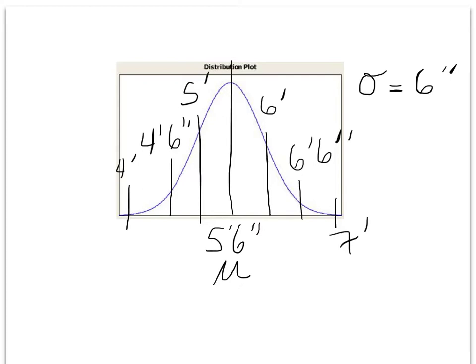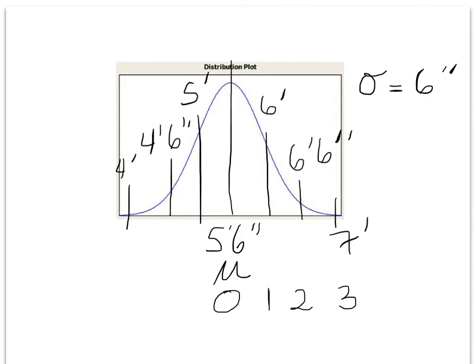Another way to look at where a data point falls is the z-score, and all a z-score is, is the number of standard deviations away from the mean. So we can label each of these sections with the following z-scores. The mean is 0 standard deviations away from itself. This line right here is going to be a z-score of 1 because it's 1 standard deviation away. And then the next line is going to be 2 standard deviations away from the mean. And this last one at 7 feet is going to be a z-score of 3.